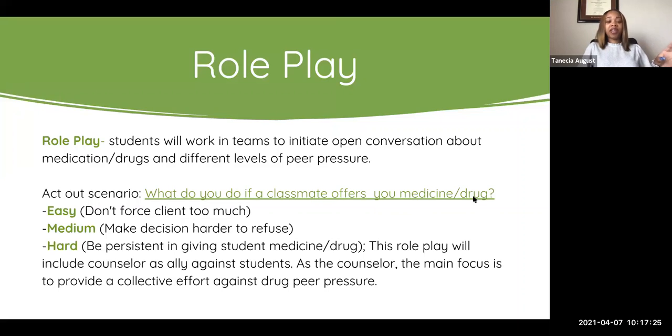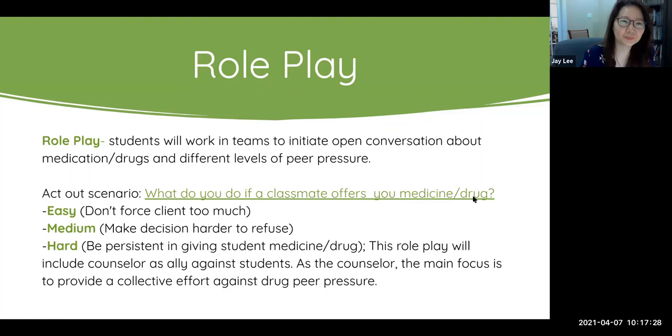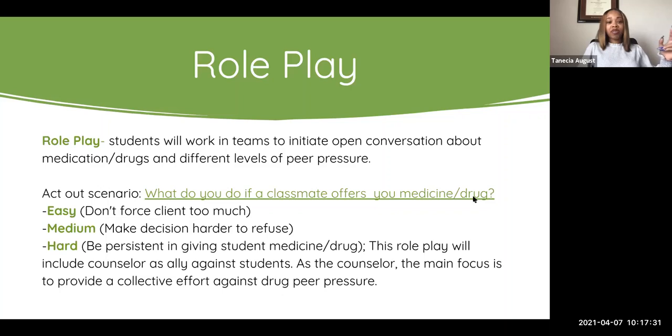I'll go ahead and explain the 3 different levels. At the easy level, there will be 2 people, and one person is trying to pressure the other person to take the drugs. The other student has to overcome the peer pressure of taking the drug or the medication. At the medium level, you're making the decision harder to refuse for the person who is against taking the drug or the medication. And the hard level is where you're being more persistent and making it harder for the other student to not take the drug.